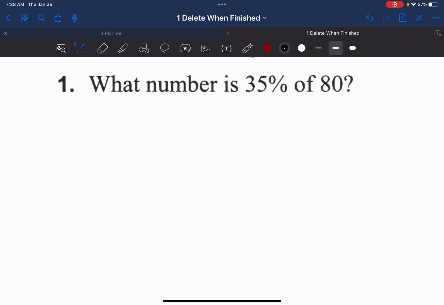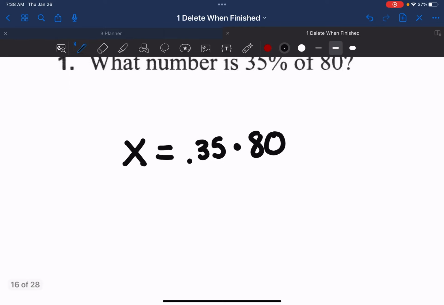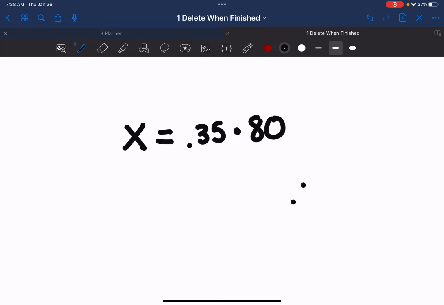Okay, so number 1 says, what number, that would be our unknown, right? That's X, is, means equals, 35%. You can't stick 35% into the equation, so we have to turn it into a decimal. That's 0.35. Of means times, and then 80. So to solve this problem, we're simply just going to take 0.35 times 80.